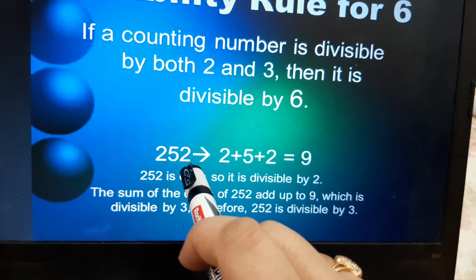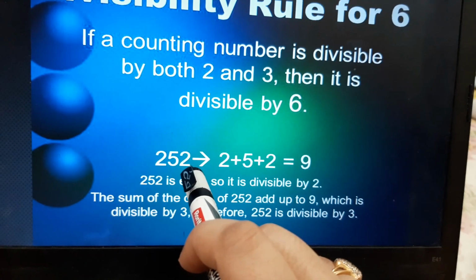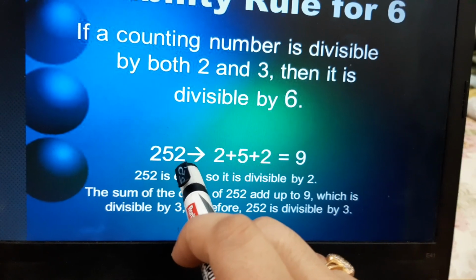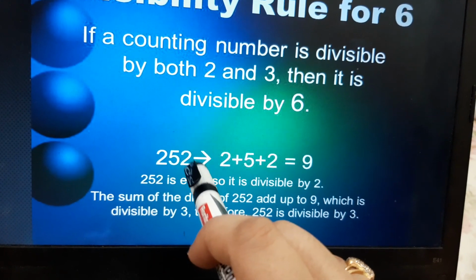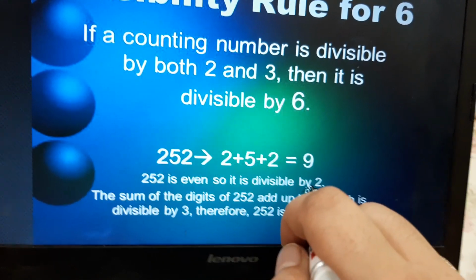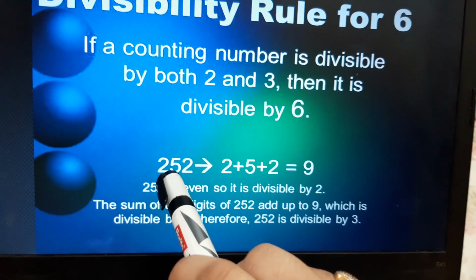So, it is divisible by 2 because 2 at the unit place means 2 is dividing 2. So, this is an even number. So, it is divisible by 2. Now, let me check for 3.